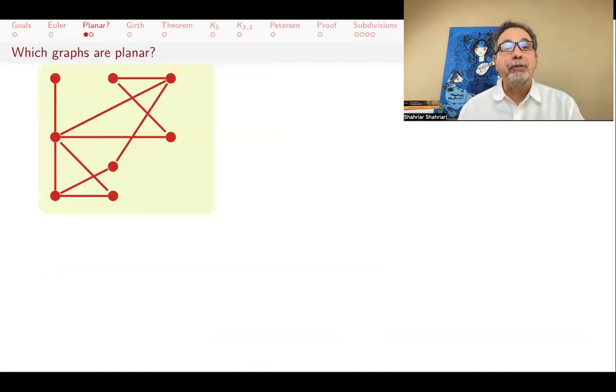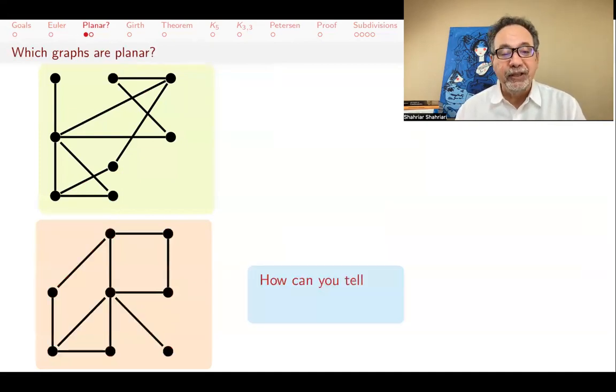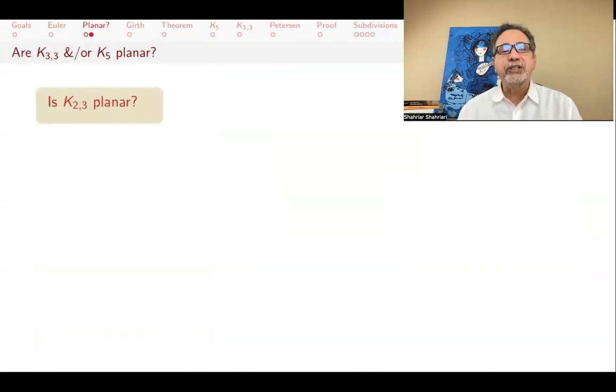Is this graph, for example, planar? If some graph walks through the door, it's not necessarily clear whether or not it's planar. This graph, for example, is the same graph as I had shown you before, but just drawn slightly differently. But the question is, how can we tell if the graph is planar? Let's look at some examples.